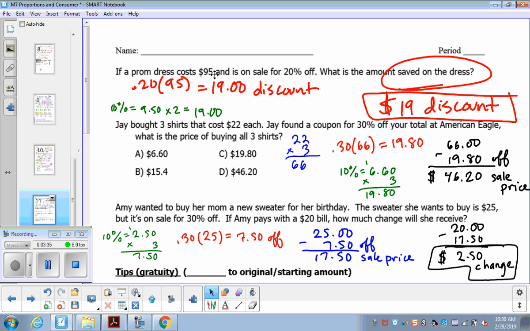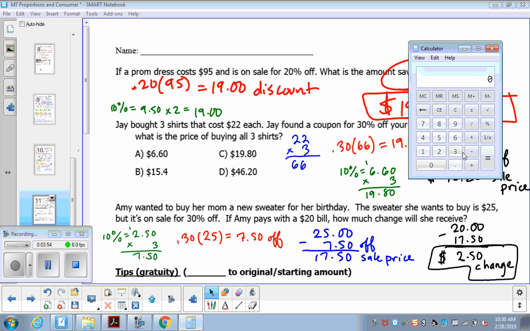So if we move the decimal over once, it's going to be $9.50. $9.50 would be 10%. So if we double that for the 20%, 9 times 2 is 18. 50 cents times 2 is $1. So it'd be $18 plus $1, $19. If you need the calculator for that part, it's okay. You've got the 9.5 for 10%, and you can now double it for 20% to see that it's $19 off.